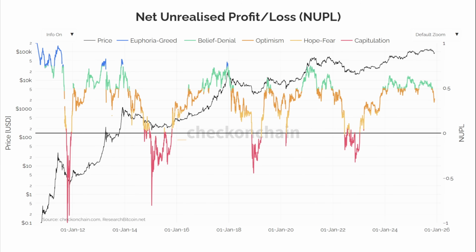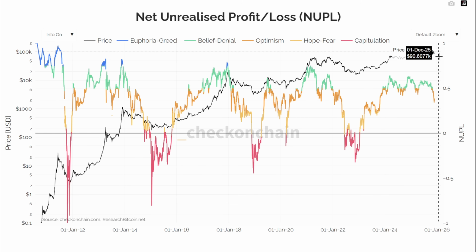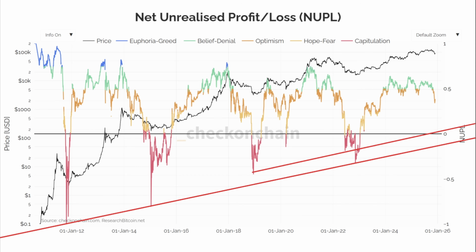Here is the net unrealized profit and loss. And only when the average Bitcoin investor is in net unrealized losses, when they see on average red in their portfolio, that's the best time to buy. We are not there yet, unfortunately. It seems like the severity of the unrealized losses tends to decline over time, so bear markets aren't as bad anymore as they used to be. Still, we might very much hit the zero line, potentially fall below that with the current bear market.